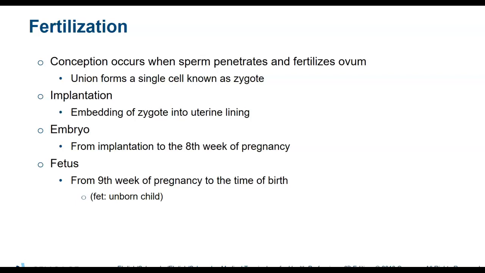Now, if it's fertilized, conception occurs when the sperm penetrates the ovum. The union into a single cell is known as the zygote. Implantation is when the zygote embeds into the uterine wall. Embryo is from implantation to the 8th week of pregnancy. After the 8th week, it is called a fetus. So from the 9th week of pregnancy to the 40th week, or time of birth, it's considered a fetus.